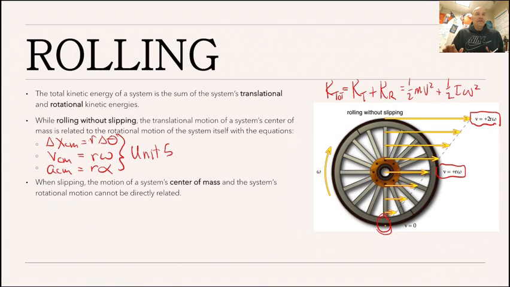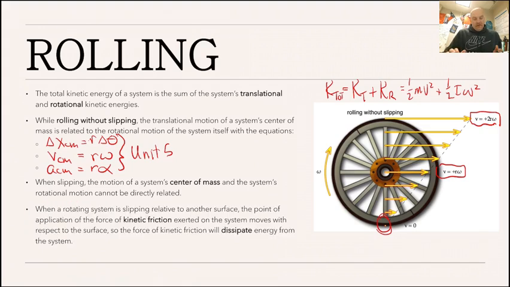When slipping, the motion of a system's center of mass and the rotational motion cannot be directly related. Now, when a rotating system is slipping relative to another surface, the point of application of the force of kinetic friction moves with respect to the surface, so the force of kinetic friction will dissipate energy from the system.